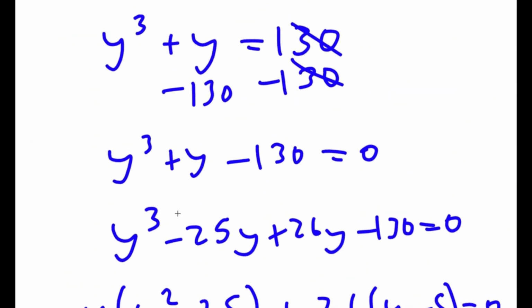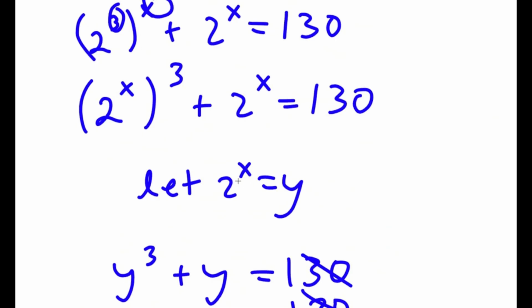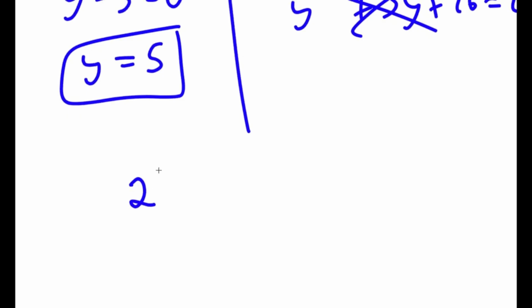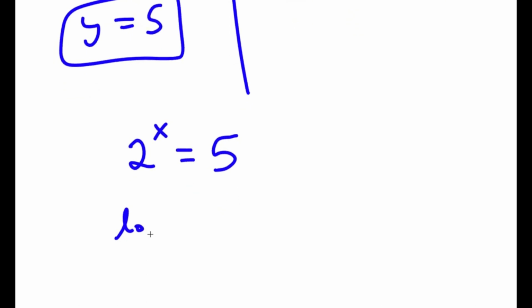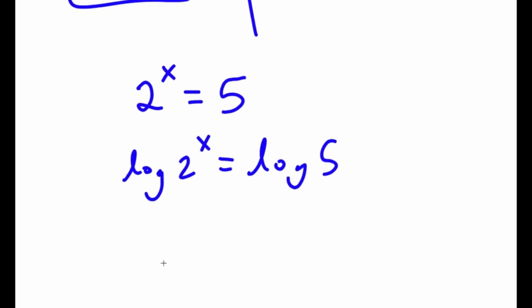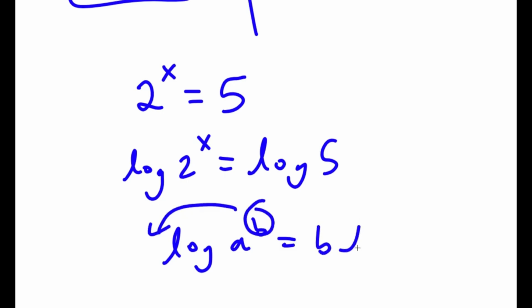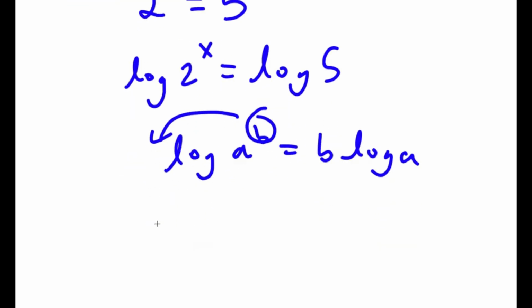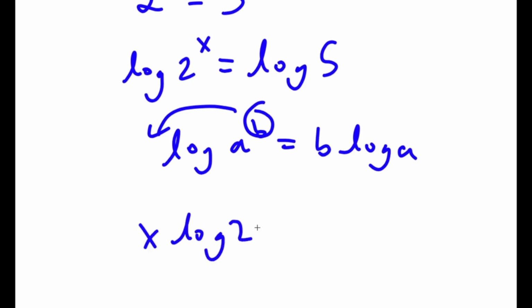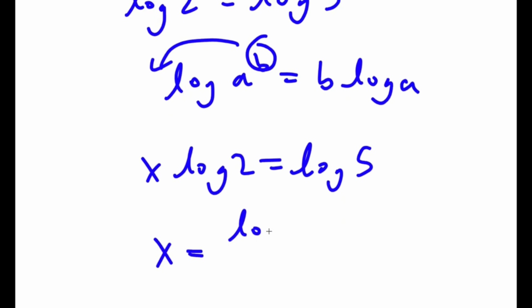So we are left with y equals 5, and remember how we let 2 to the power of x equal y. So this means that 2 to the power of x is equal to 5. And I'm going to take the log on both sides to solve this, so I have log 2 to the power of x is equal to log 5. And if I have something in the form log a to the power of b, I can move this exponent to the front, so it's going to equal b times log a. So this is the same thing as x times log 2 is equal to log 5, meaning x is equal to log 5 over log 2.